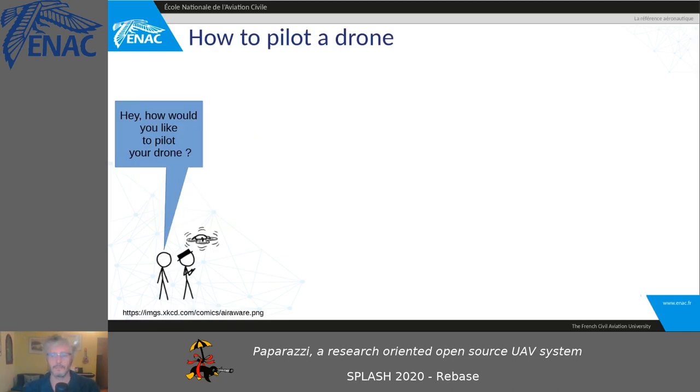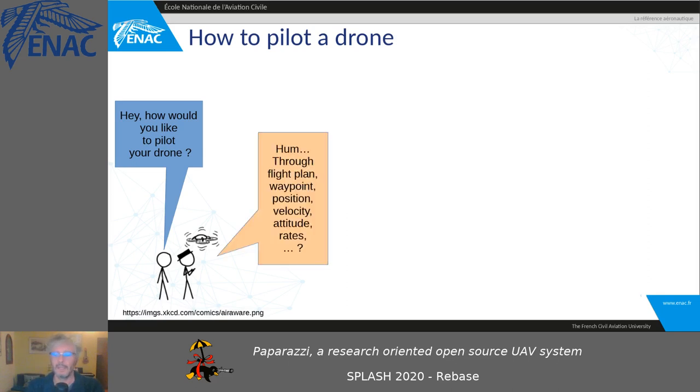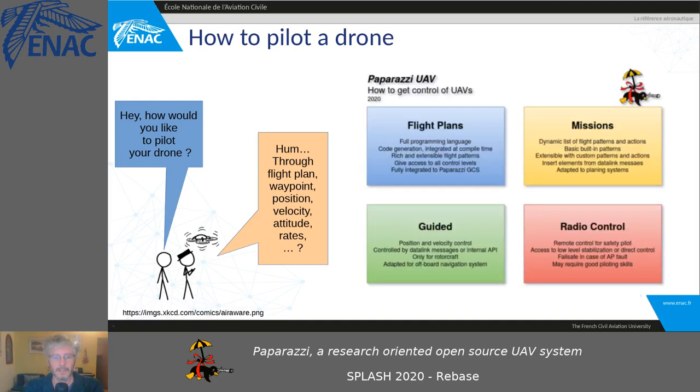So let's ask the pilot how he would like to control this drone. And there are many ways to control a drone. That could be through a complex flight plan, that could be using just waypoints or positions, velocity, attitude, rates, or whatever. So here are the most common ways to control UAVs, and that's the one we have also in Paparazzi.